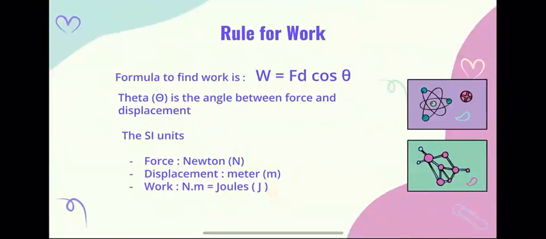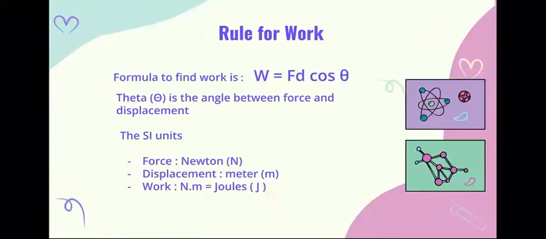The formula to find work is W equals F d cosine theta, which is work equals force times displacement times cosine theta. Theta is the angle between force and displacement. Now, let's talk units. The SI unit of force is Newton, also written as N, while the SI unit for displacement is meter, also written as m. So that will make the SI unit for work N times m, but they simplified it into joules, written as a capital J.